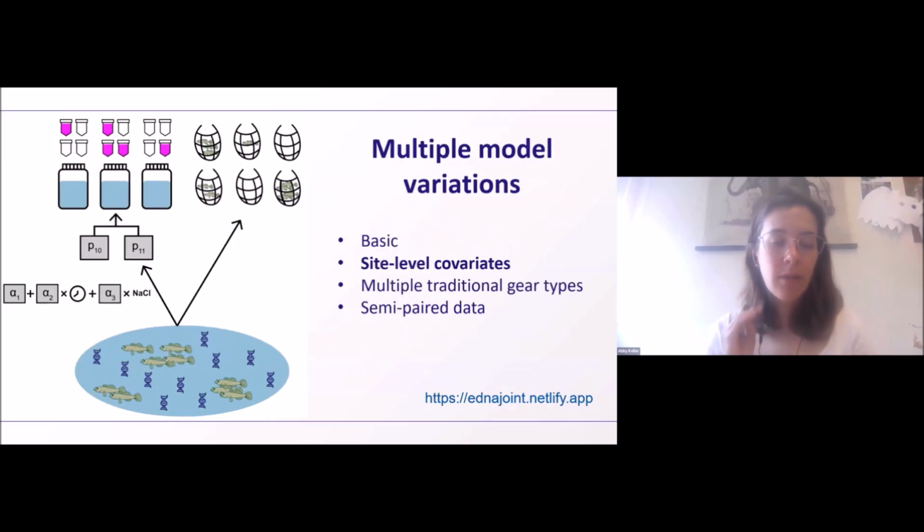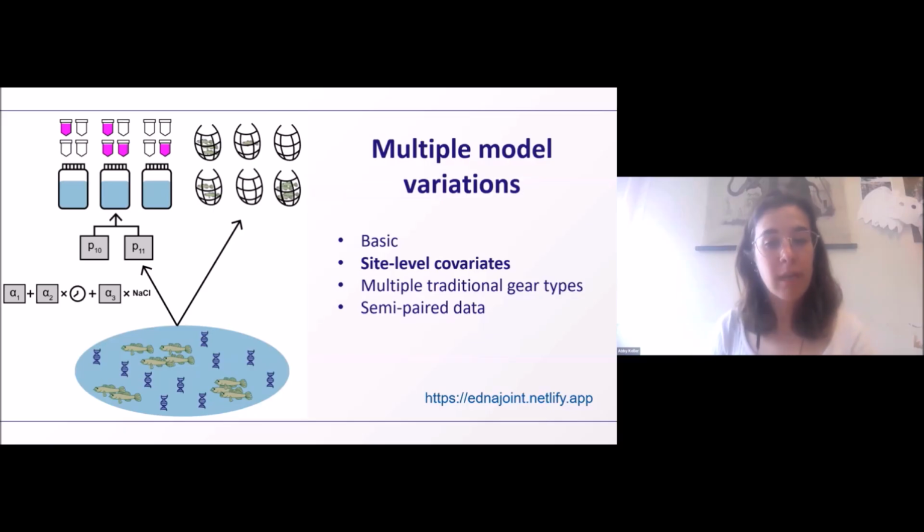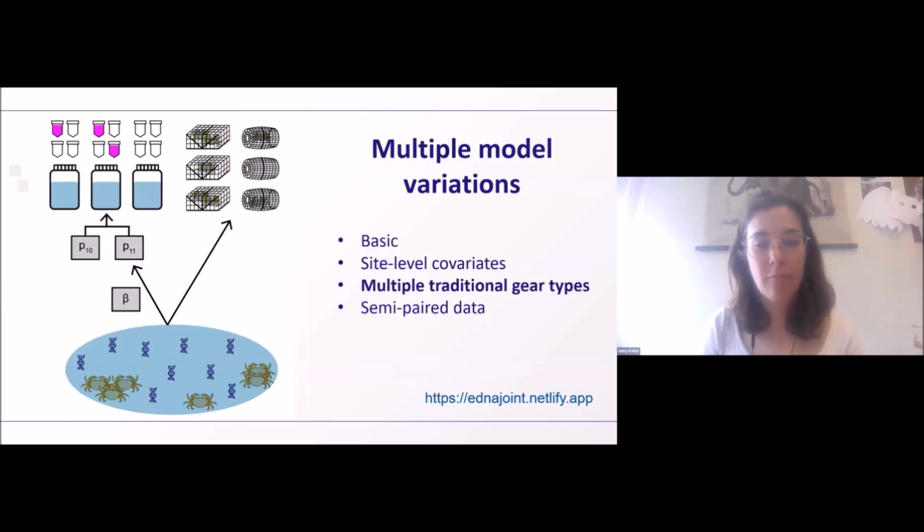These are the basic data requirements, but there are multiple variations on this model. One of these allows for site-level covariates that scale the sensitivity of eDNA relative to traditional sampling. So maybe you've collected data on flow rates, average temperature, or turbidity at a site, and you want to see if these variables increase or decrease rates of eDNA detection relative to traditional surveys. Or perhaps you have multiple gear types and you want to account for the different catchability rates of these methods.